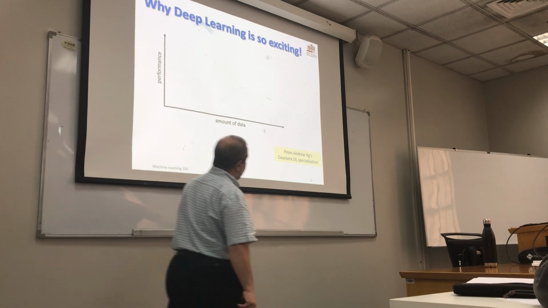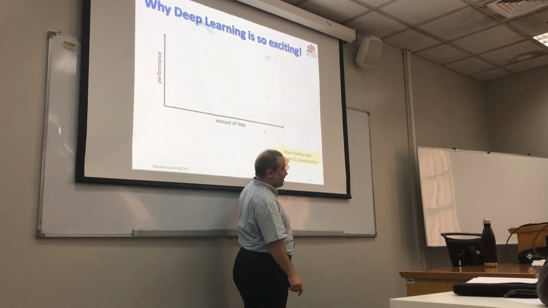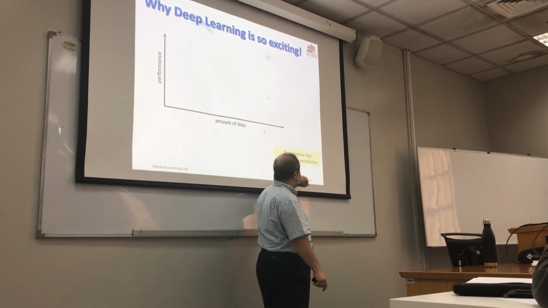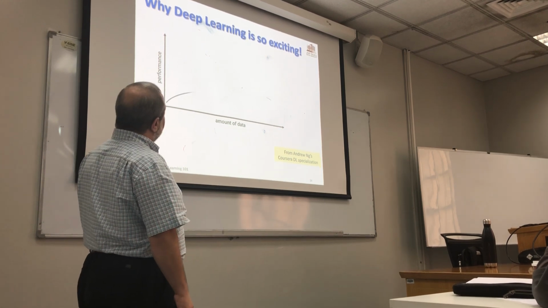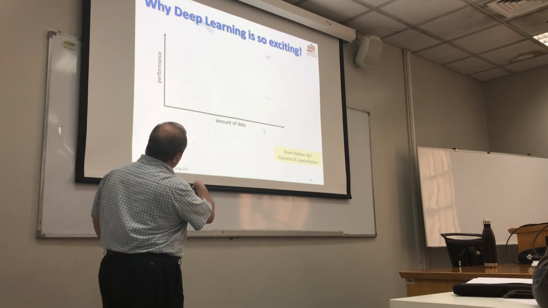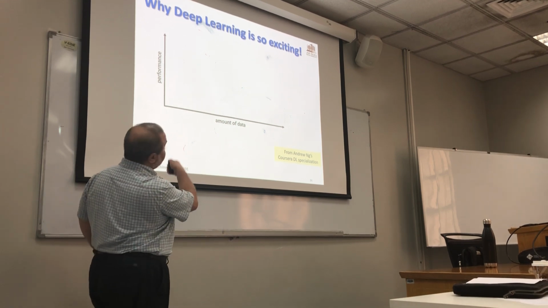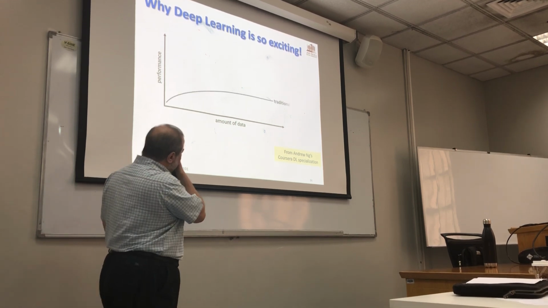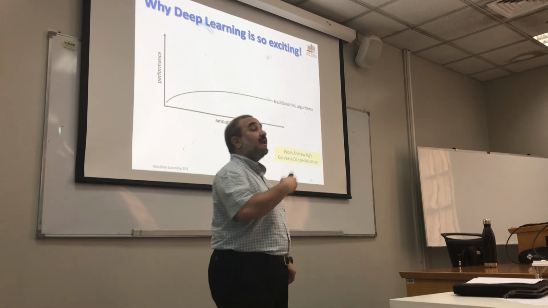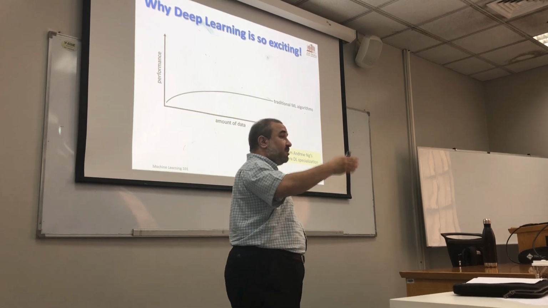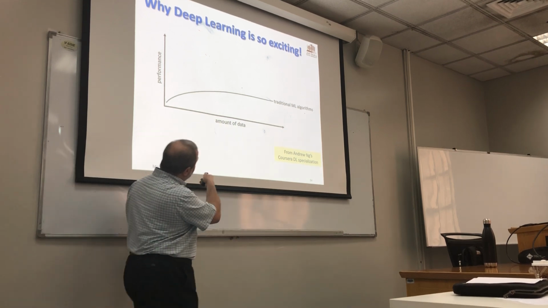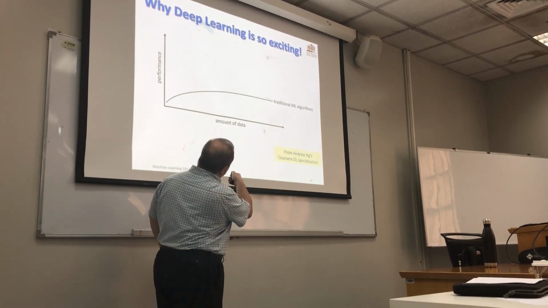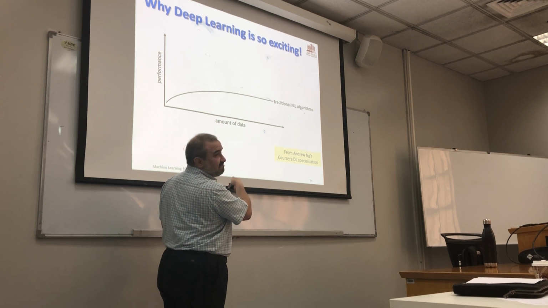This is a slide from Andrew Ng's Coursera courses that shows why deep learning is exciting. Here we are plotting amount of data versus performance. If you are talking about traditional machine learning algorithms, like decision trees, perceptron, logistic regression, then we can get a performance like that. After some amount of data, you'll see that the performance is almost constant. It doesn't matter if we add more data.